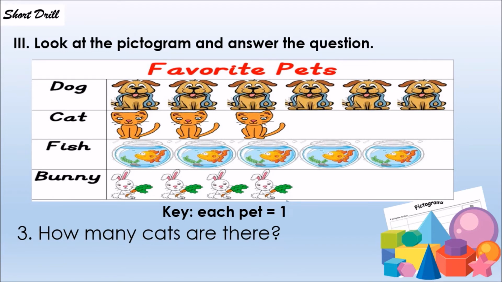Number 3. How many cats are there? Let us count how many cats. 1, 2, 3. There are 3 cats in the graph.